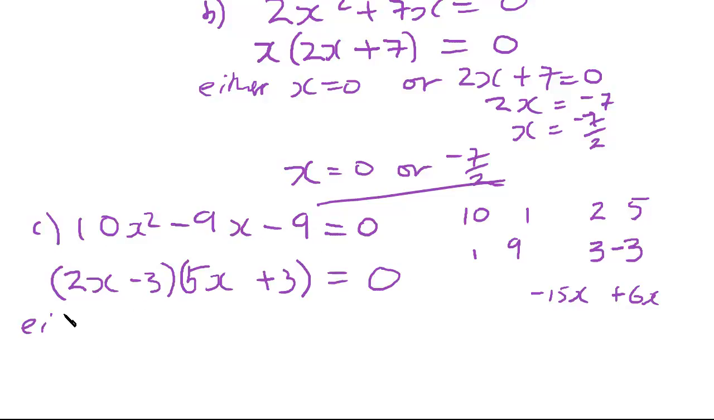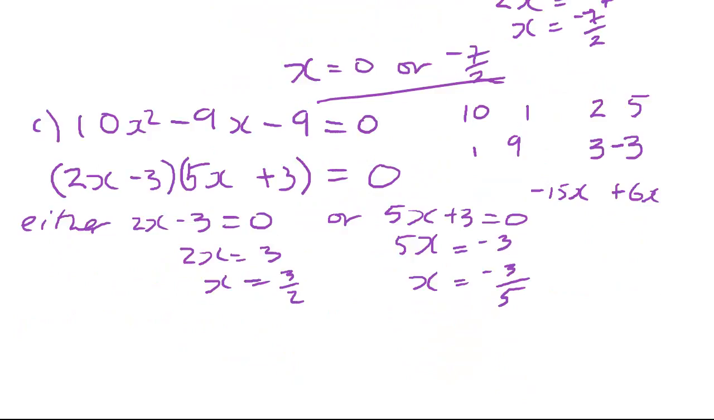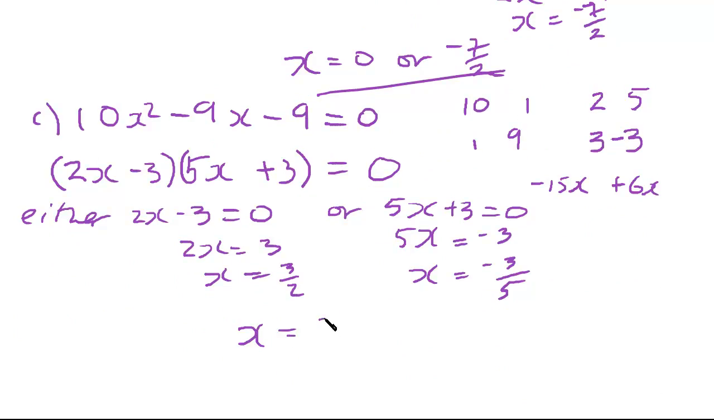So either 2x minus 3 equals 0 or 5x plus 3 equals 0. And from here we can see 2x equals 3, and therefore x equals 3 over 2. And from here, we've got 5x equals minus 3, so x will equal minus 3 over 5. So final answer, x equals 3 over 2 or minus 3 over 5.